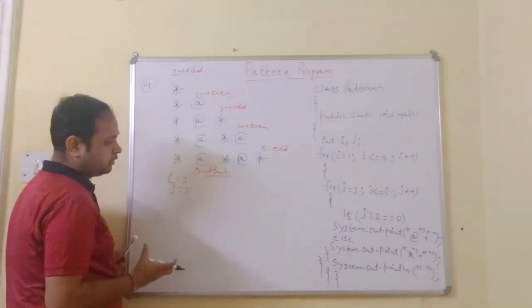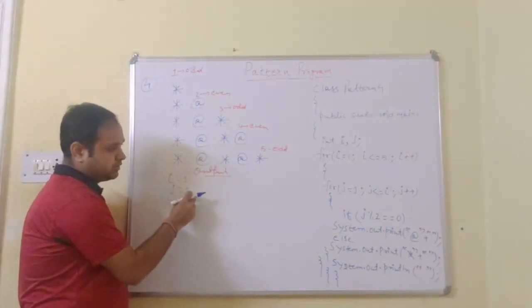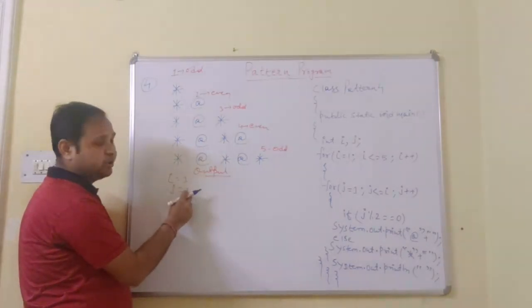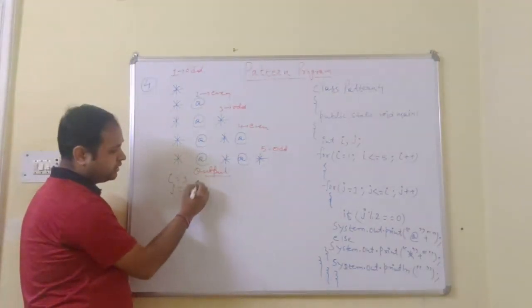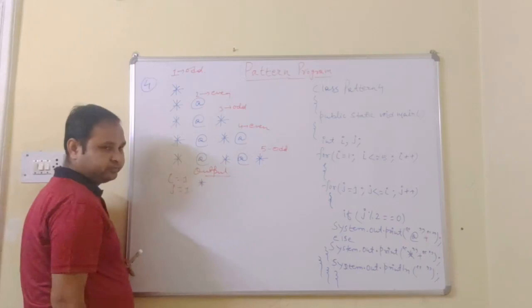So i is 1, j is 1, j modulus 2 equal to 0 is false here. So what is it printing? It is printing simply star.